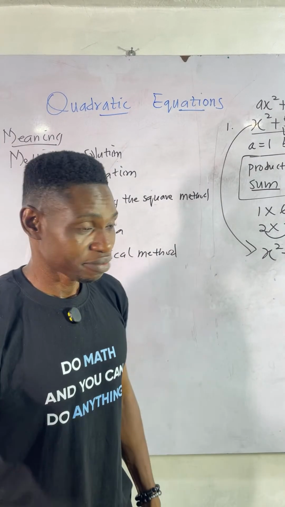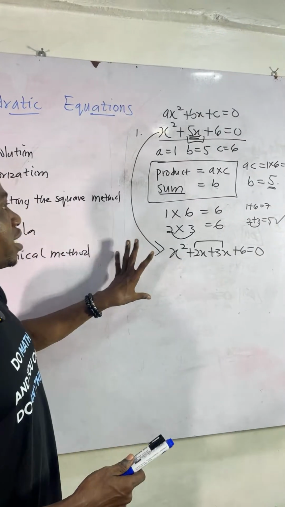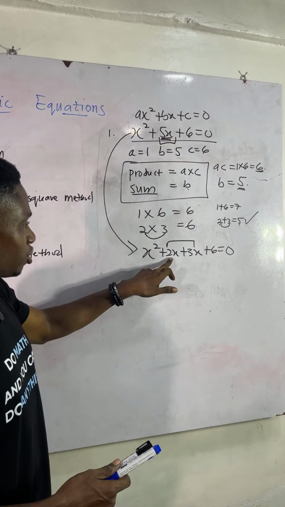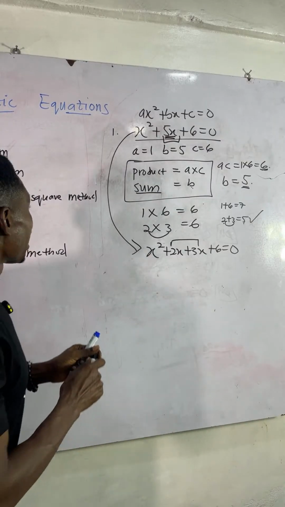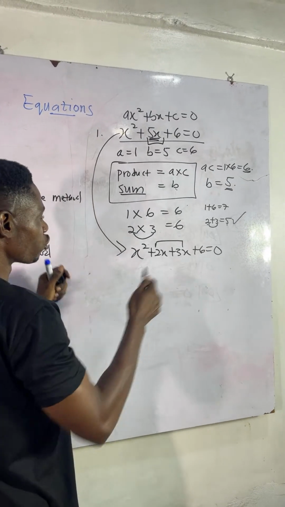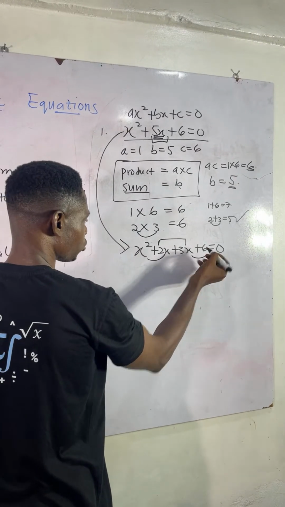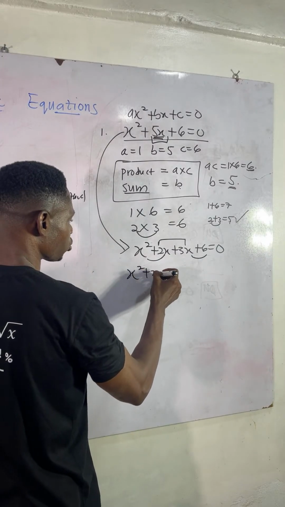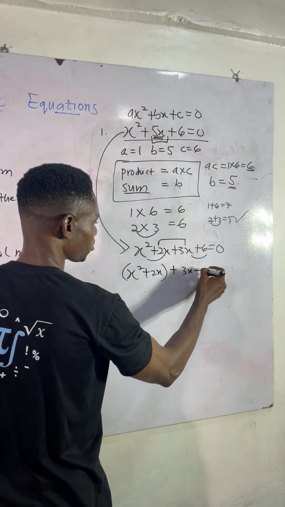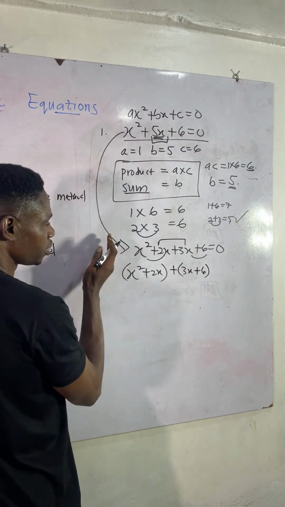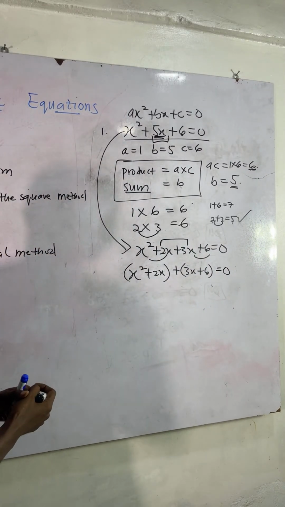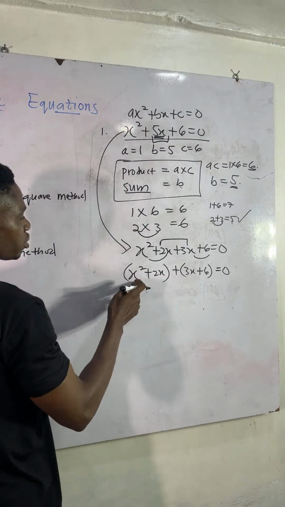Thank you. All right. So as I was saying earlier, this 5x gives us 2x plus 3x. And what we can do, as the name says, factorization, we would factorize. Now we'll group these two and these two. So we'll have x squared plus 2x, we'll have plus 3x plus 6. So we group these two and these two equal 0. Now we can look for what is common.